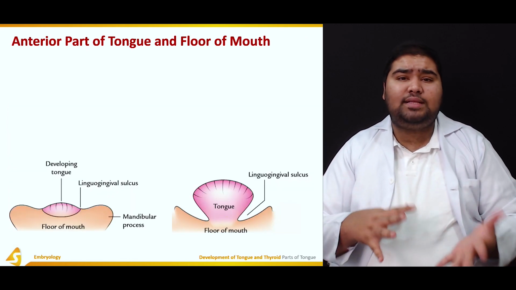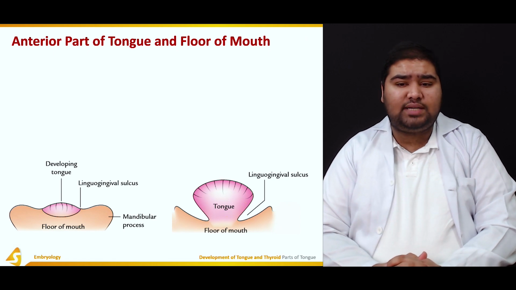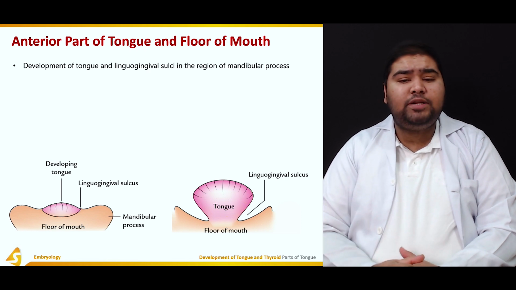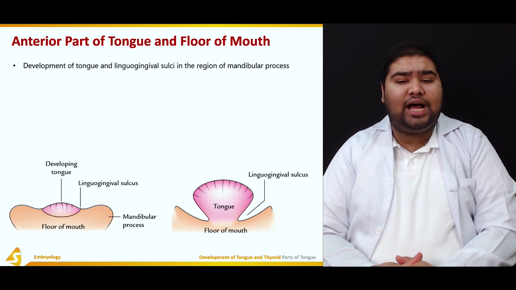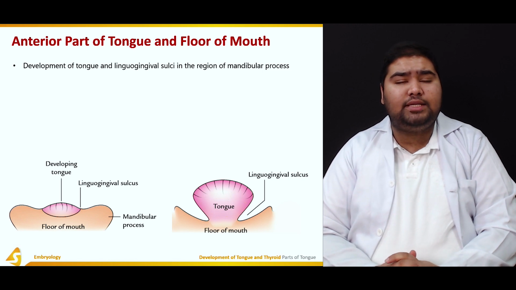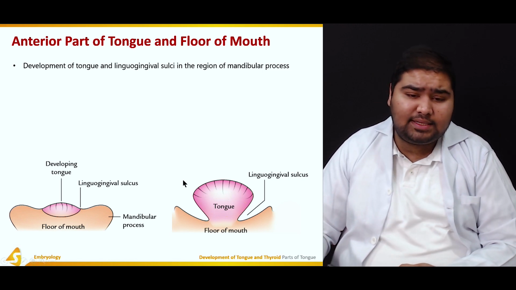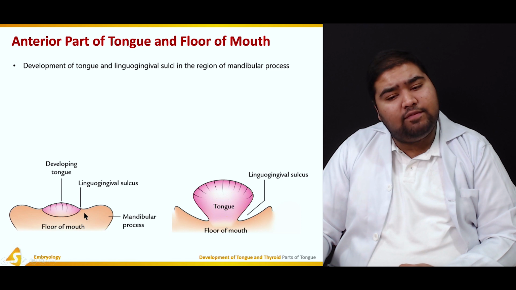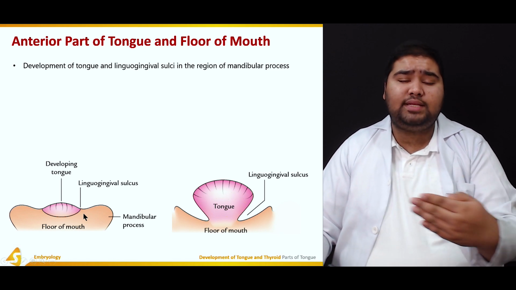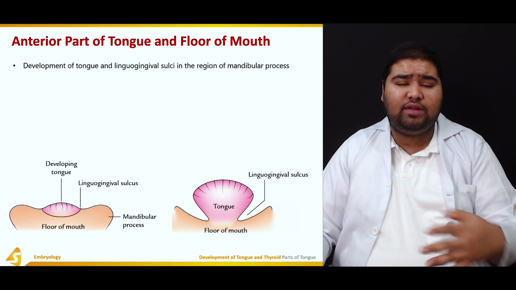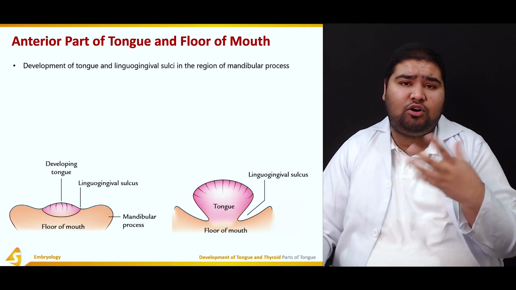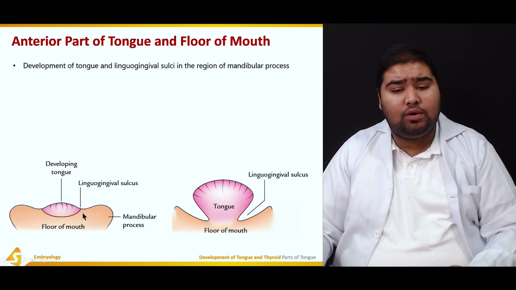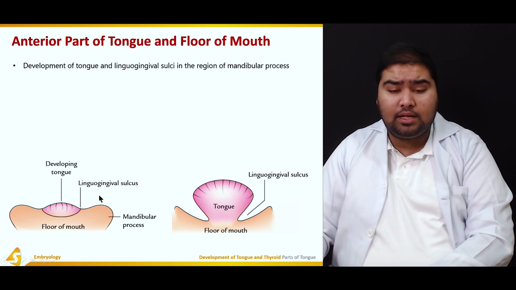Now let's see what is the relationship between the anterior part of the tongue and the floor of the mouth. So the development of the tongue and lingogingival sulci in the region of the mandibular process takes place. So this is the developing tongue, and this is the lingogingival sulci. It can be pronounced both ways, however you want to say gingiva. So the developing tongue and the lingogingival sulcus are being formed in this process.